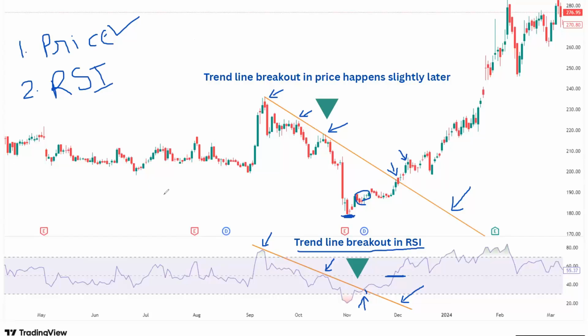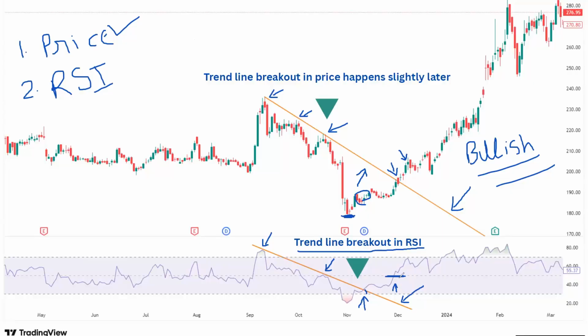So what we have learned from this particular slide, my friends, is that RSI moving above 50 is considered bullish. You can practice this at your end in your charting software. And along with RSI moving above 50, we have constructed a trend line which produced a trend line breakout in RSI, and after that, it also gave us a trend line breakout in price. Due to that, we can see that this particular stock, from the levels of 200, went to 280. So this was one way or two ways of using RSI. One was trend line breakout, the other was using the level 50.